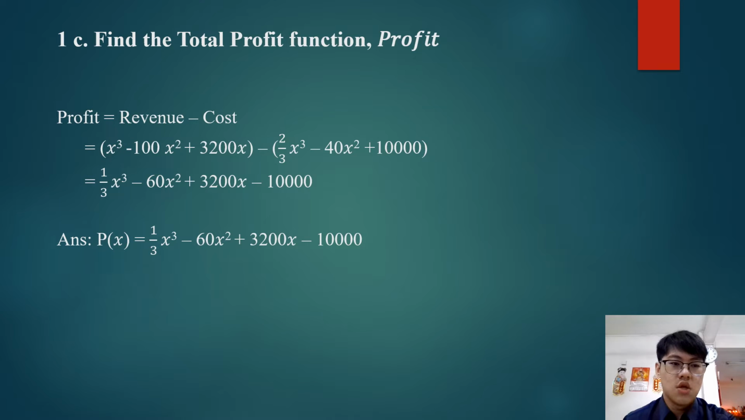Okay, for question 1c, we need to find the total profit function. To find the profit, we take the revenue minus the cost. So we subtract the cost function from the revenue function, and in the end we get the answer 1/3 x^3 - 60x^2 + 3200x - 10,000.